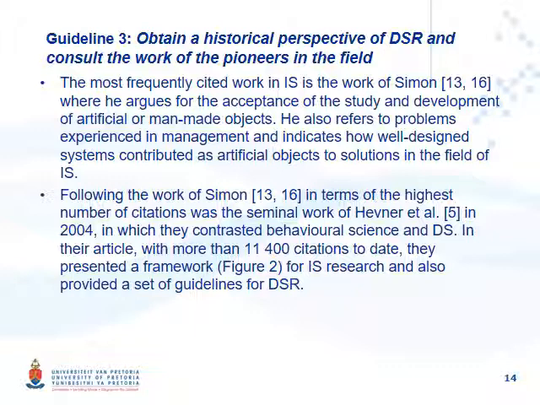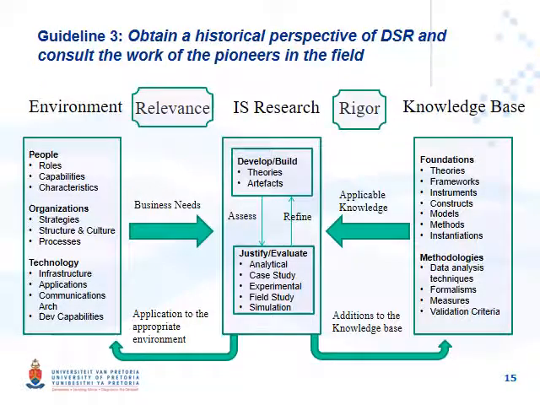This was the seminal work from Hevner et al. in 2004, where they contrasted behavioral science and design science against one another. And in 2019, there were more or less 11,400 citations to date on this piece of work, where they presented a framework for IS research and also provided a set of guidelines for design science research. For any student involved in the work of design science research, it's important that you understand the framework presented by Hevner et al. in 2004.